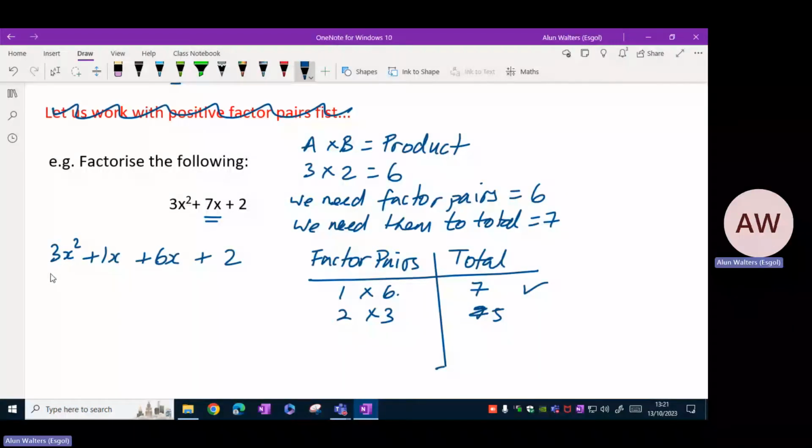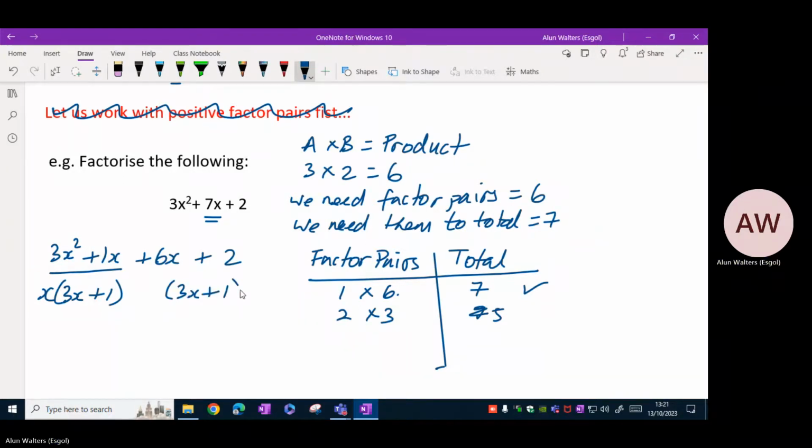Then we factorise the first pair of terms, hence I was showing you the work at the beginning of the lesson. We take an x outside, and we're left with 3x plus 1. Now whatever you write in that bracket must be written over here, 3x plus 1. And then we ask ourselves, what do we multiply 1 by to give us 2? The answer is 2. So make sure you write plus 2 there, not just 2.